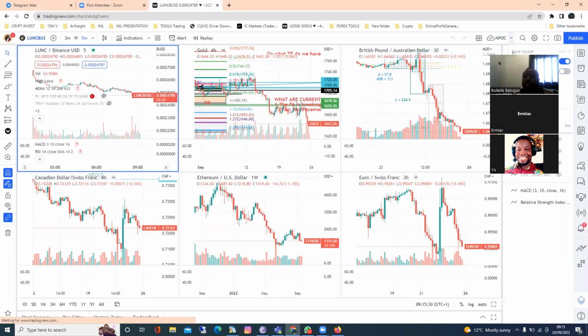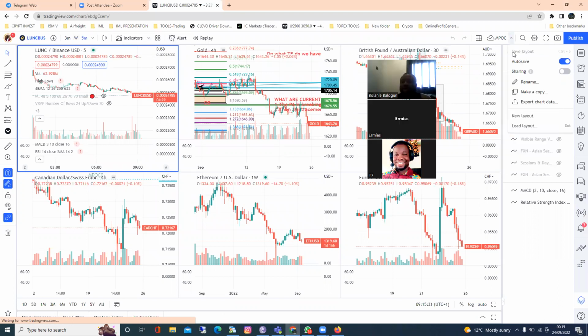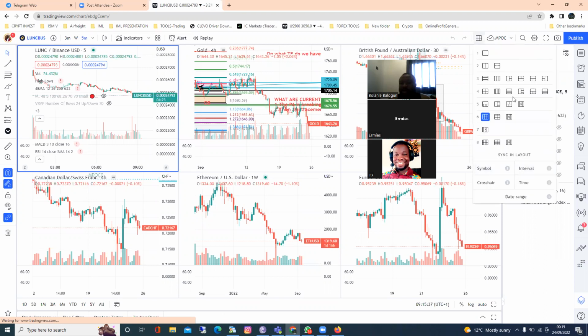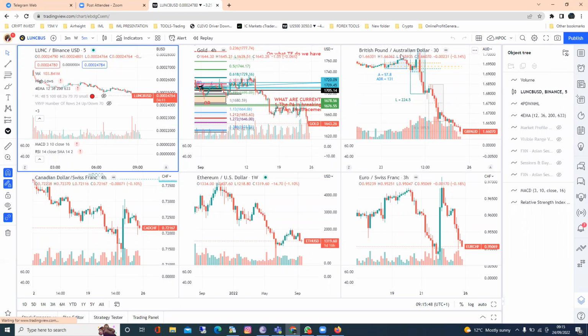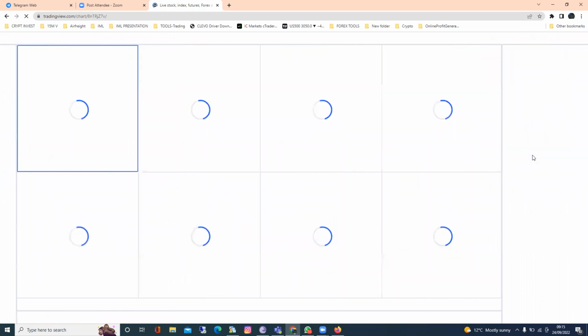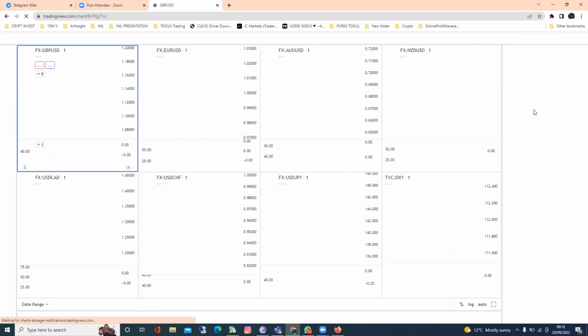All right. So the actual thing that I'm going to be looking at today are the dollar pairs. And I'm going to do that in a way whereby I load one of my charts this way.